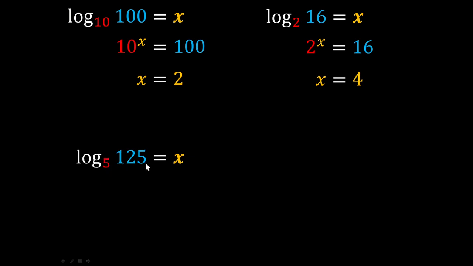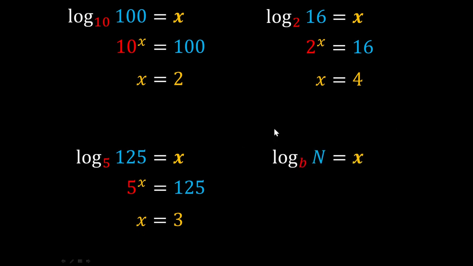We'll do that again. Log base 5 of 125 equals what? I don't know. But if I rearrange it, 5 raised to what number equals 125? Hopefully we can see that x is equal to 3. Because 5 times 5 times 5, 3 times, equals 125.